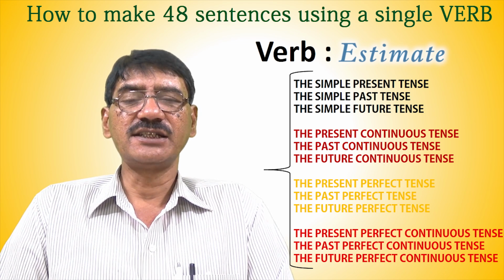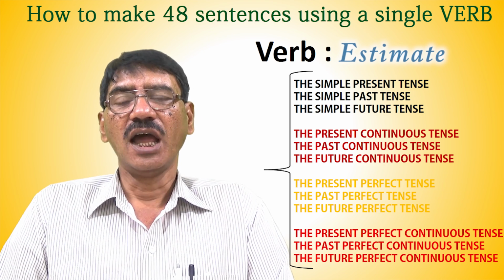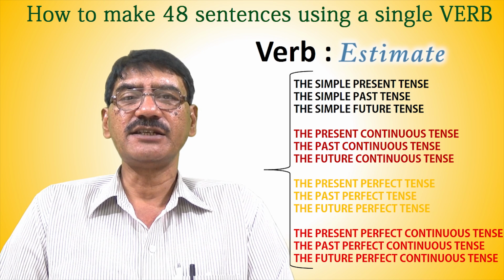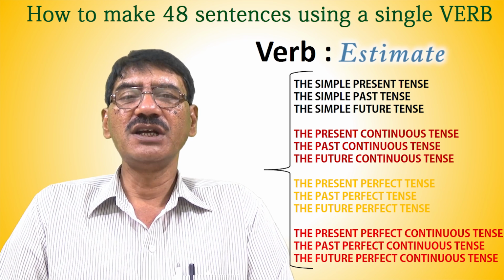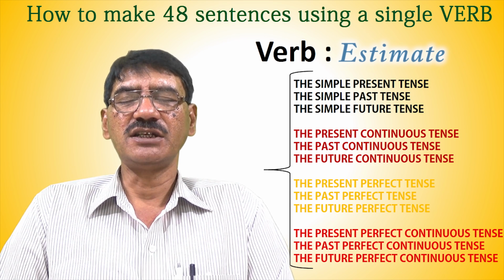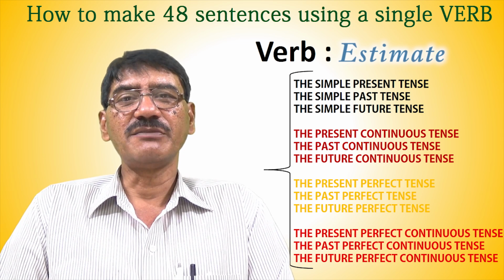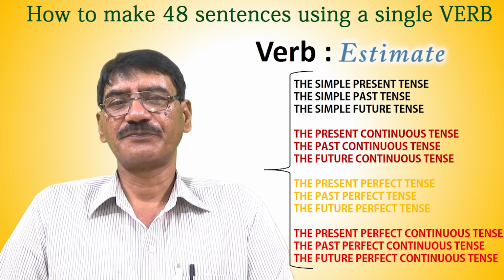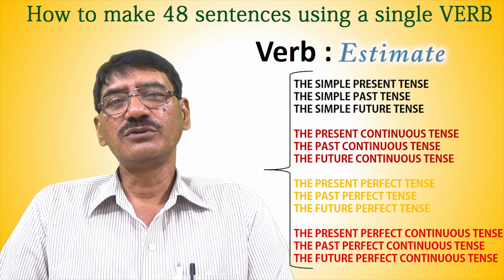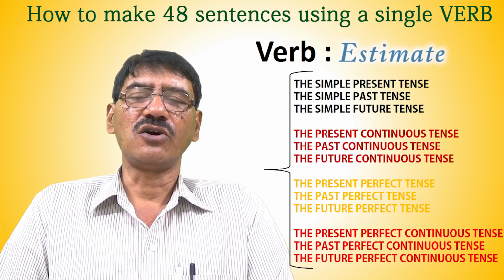Ramesh has been estimating the cost. Ramesh hasn't been estimating the cost. Has Ramesh been estimating the cost? Hasn't Ramesh been estimating the cost? Ramesh had been estimating the cost. Ramesh hadn't been estimating the cost. Had Ramesh been estimating the cost? Hadn't Ramesh been estimating the cost? Ramesh will have been estimating the cost. Ramesh won't have been estimating the cost. Will Ramesh have been estimating the cost?